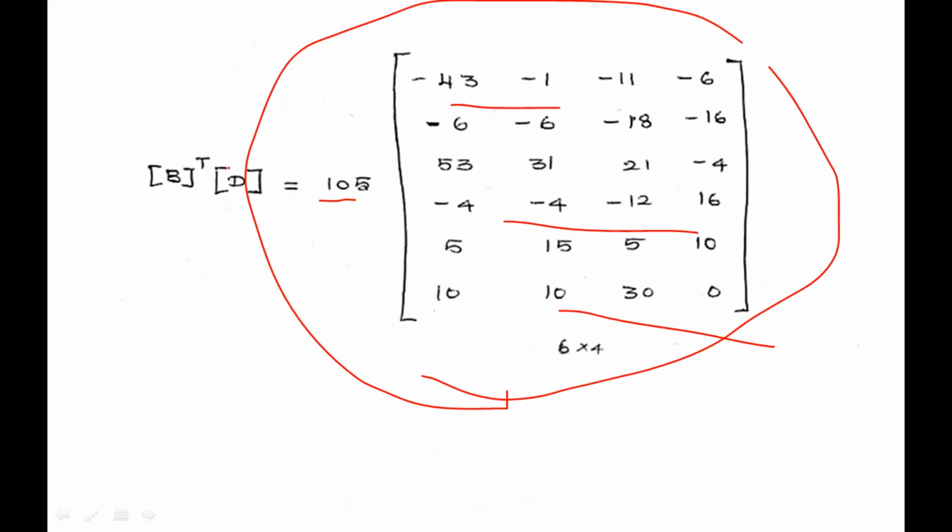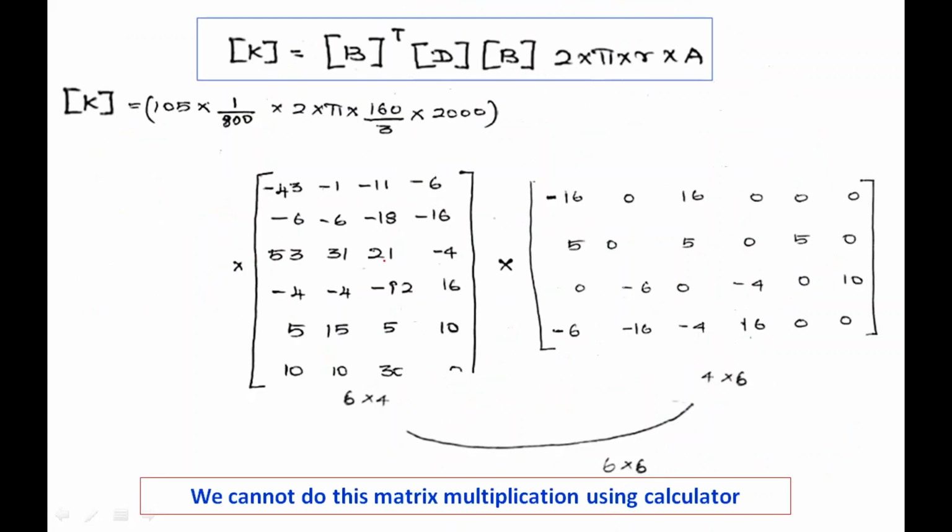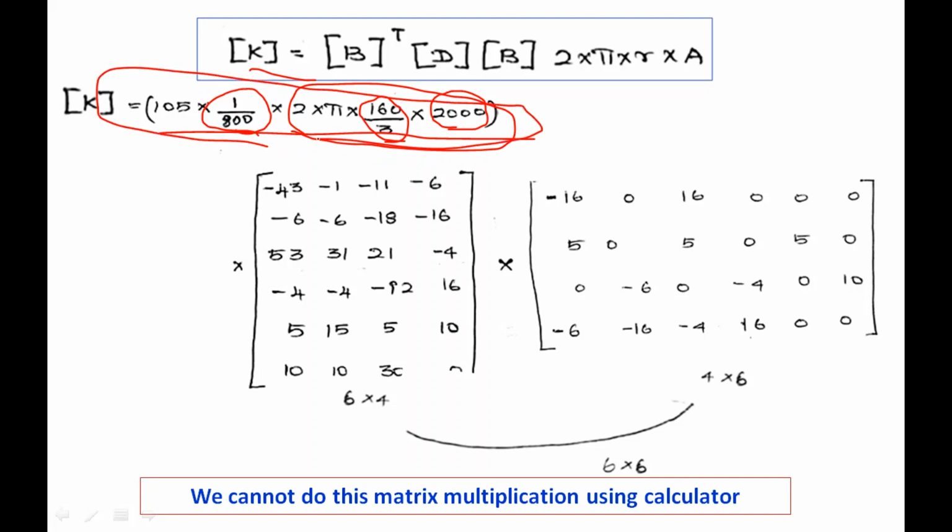Now this is the resultant of B transpose multiplied with D. This resultant matrix should be multiplied with what? The B matrix again. Then only will we get the K matrix. This is the constant for the B matrix. This is the volume of the element, 2 pi r. This is the mean radius, 160 by 3. The area of this element is 2A, which is 4000, so we are using 2000 here.